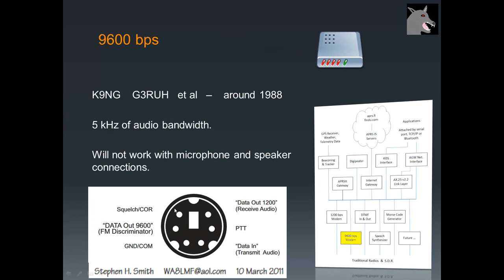Many radios have a 6-pin mini DIN connector, which is usually labeled data, but it's not data, it's really audio, and it bypasses the normal microphone and speaker filtering. So you have wide bandwidth and very flat, up to about 5 kilohertz.